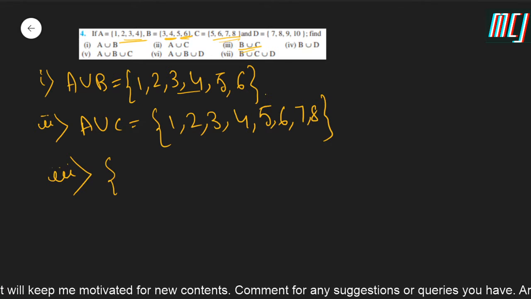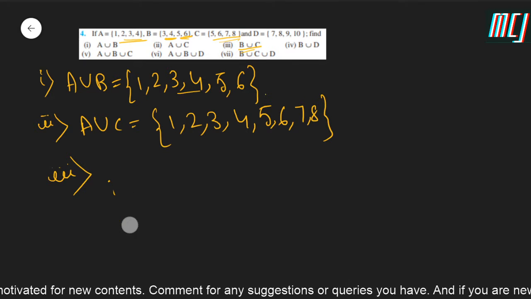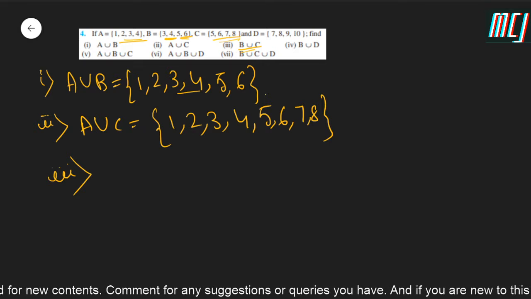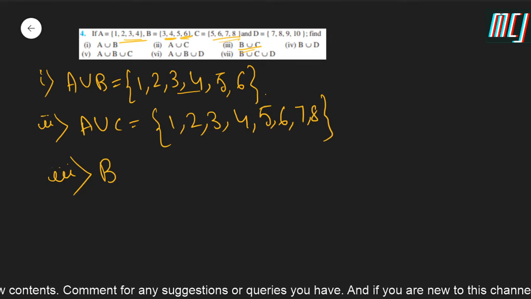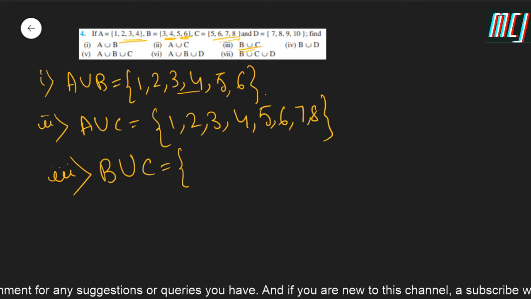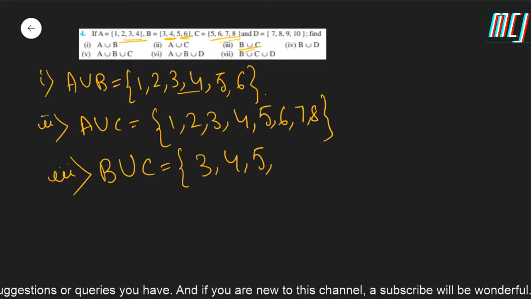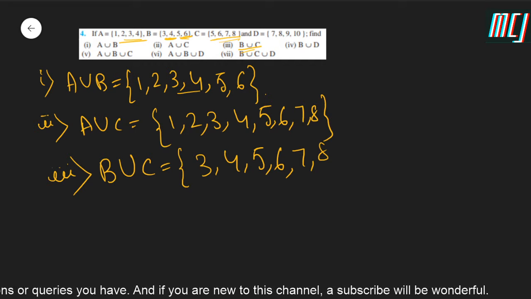This is basically B union C. Just a minute, I will write B union C here first. So B union C is equal to, see here 3, 4, 5, 6 is there. Here 5, 6 are also there. So 3, 4, 5, 6, 7, 8.